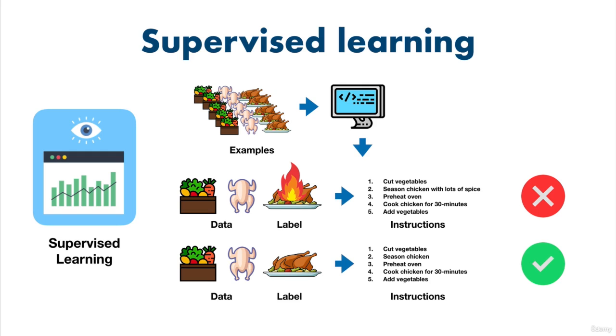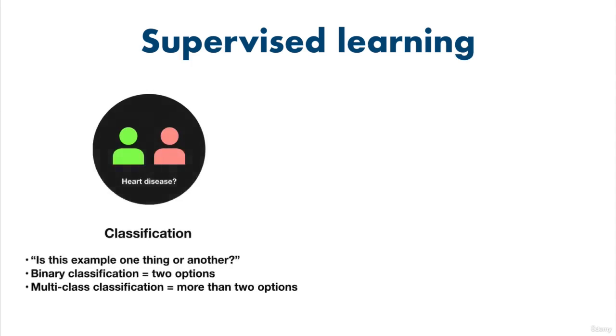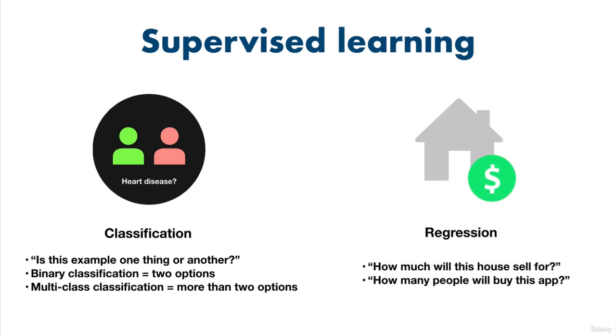It's like if you were trying to guess the steps it took to turn a set of ingredients, the data, into your favorite chicken dish, the label. If you tried once and got it wrong, you'd tell yourself, this was wrong. Maybe next time we'll try something different. A supervised learning algorithm repeats this process over and over and over again, trying to get better. The main types of supervised learning problems are classification and regression.